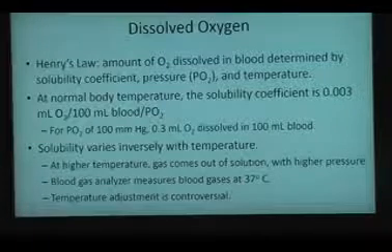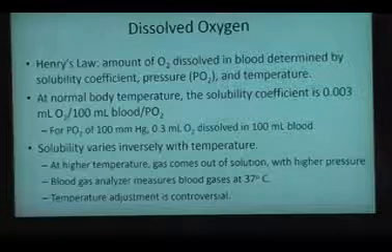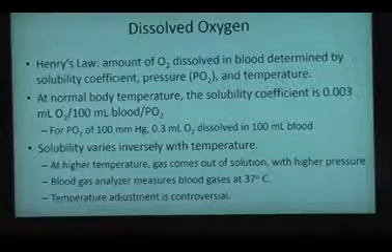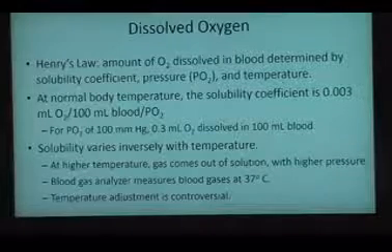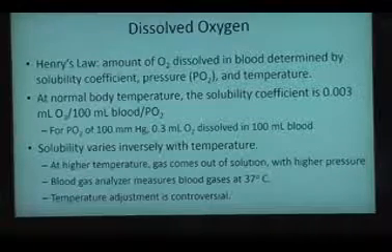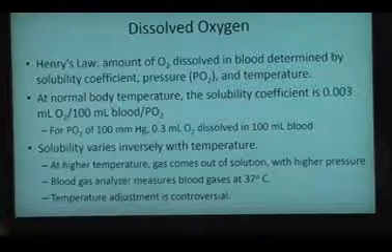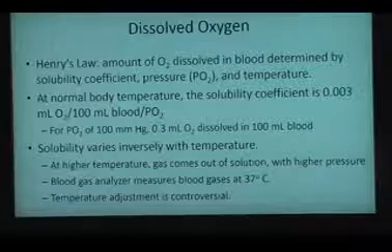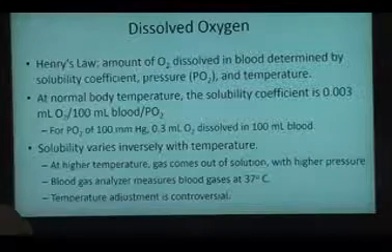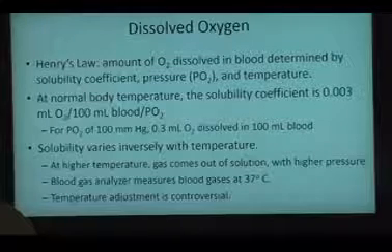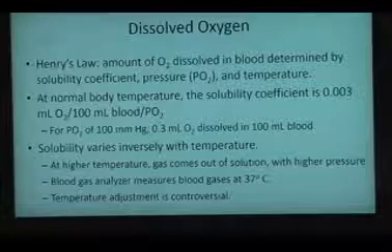At normal body temperature, the solubility coefficient for oxygen is 0.003 milliliters of oxygen per 100 milliliters of blood per mmHg. So in other words, for a PO2 of 100, only 0.3 of a milliliter of oxygen is dissolved in 100 milliliters of blood. Not nearly sufficient to meet the metabolic demands of the tissues. So the point being, if we did not have hemoglobin, we could not survive. So hemoglobin is necessary for oxygen transport.